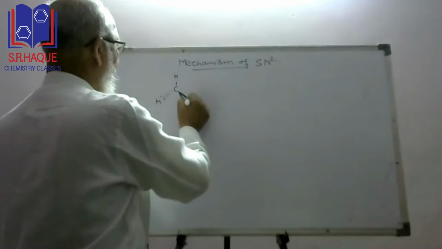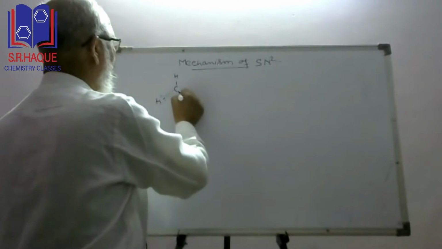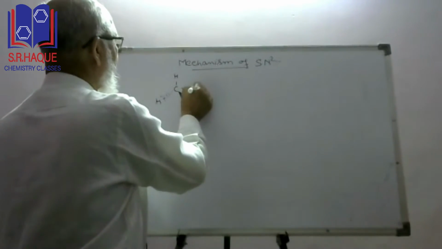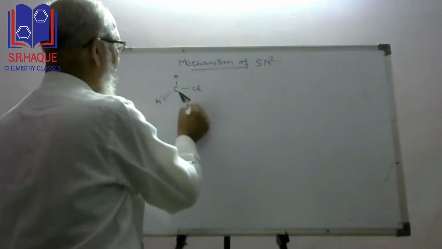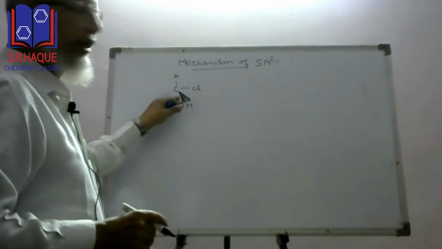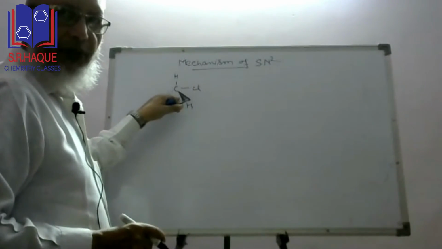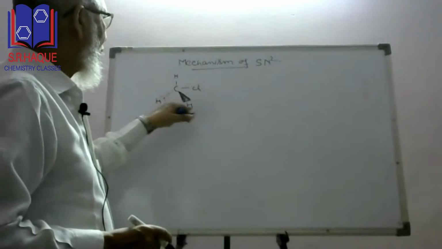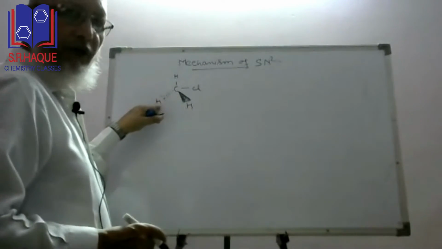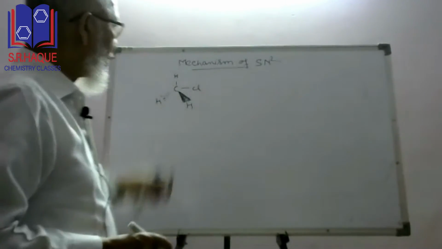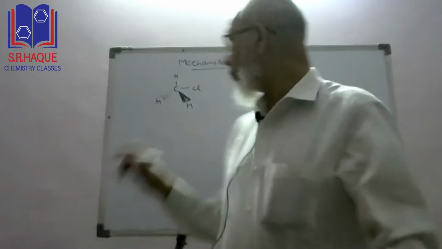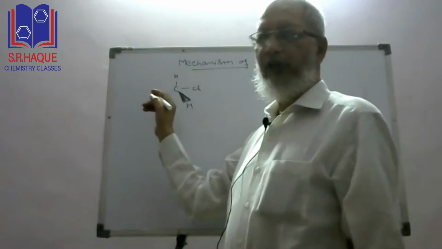This is the wedge and dash formula for representing organic molecules. This is your alkyl halide. The bold line indicates that it is above the plane of paper, that is, towards the observer, and the dashed line is below the plane of paper, that is, away from the observer.